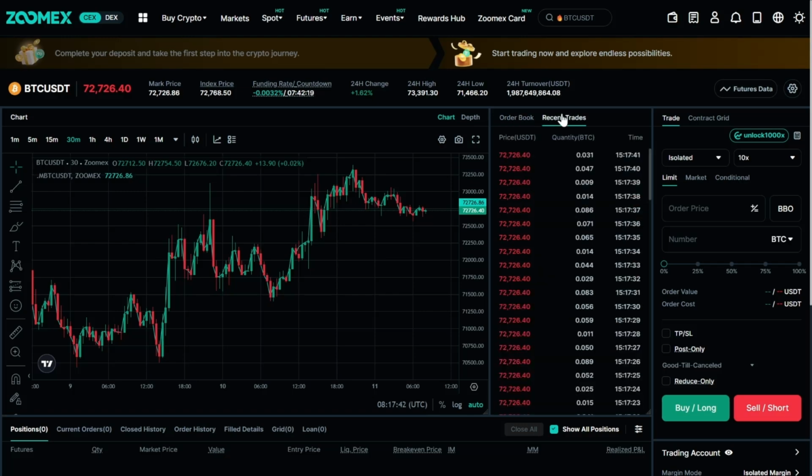Right beside it, we have the recent trade section. This section shows the latest trades happening in real time, giving you a quick idea of buying and selling pressure in the markets. Next, we're going to check out settings.